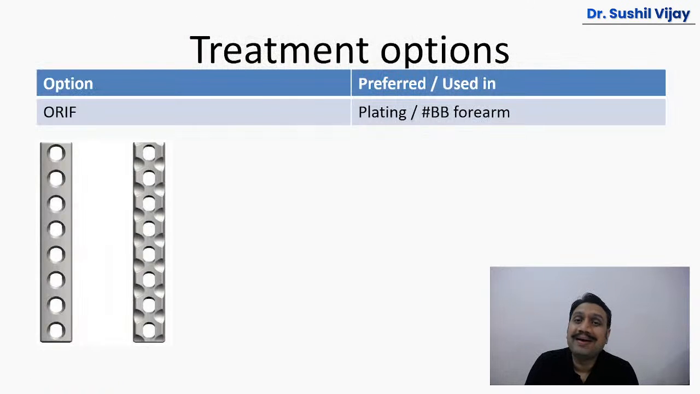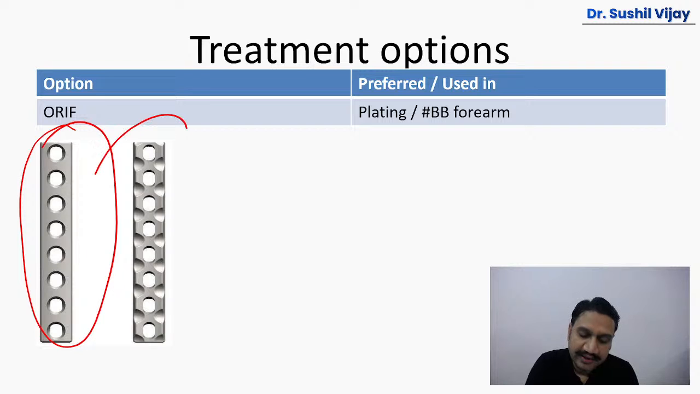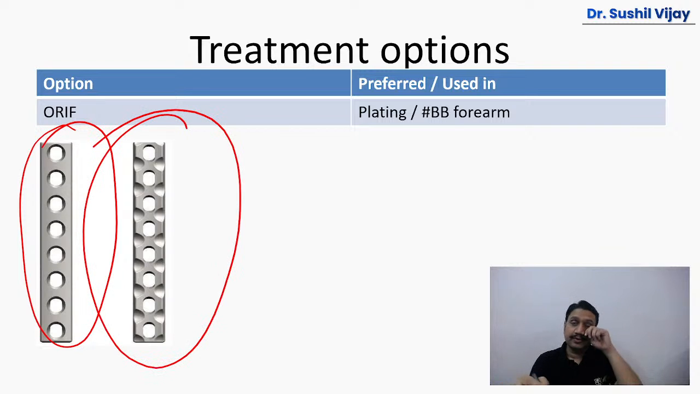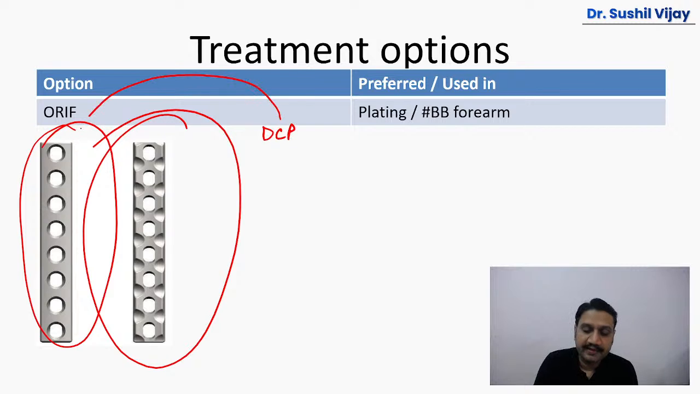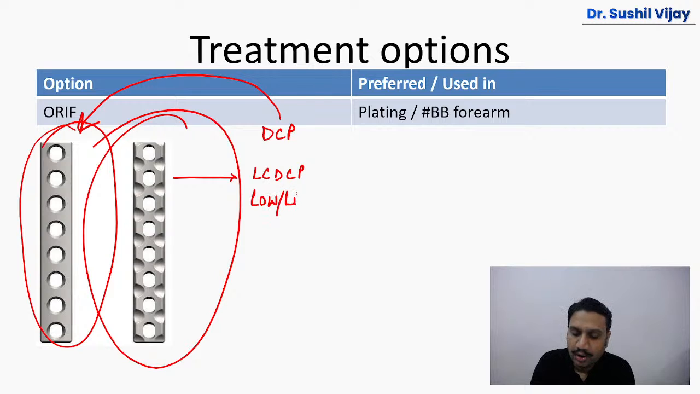This is how a plate looks like. So what is the name for this plate? What do you call this plate? This is known as the dynamic compression plate. The first one is the dynamic compression plate. And this plate that you see is known as LCDCP. Now what is that L and C? L and C is limited contact. That would be limited contact dynamic compression plate.